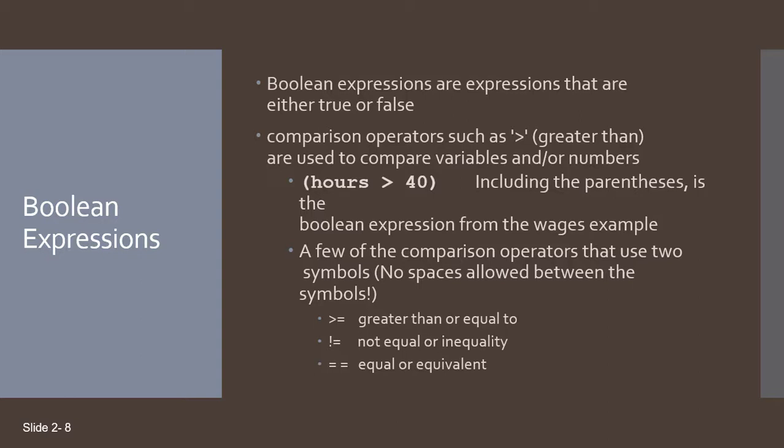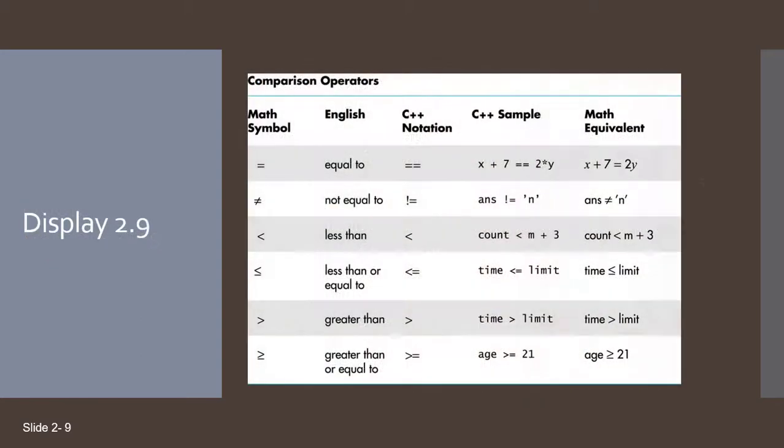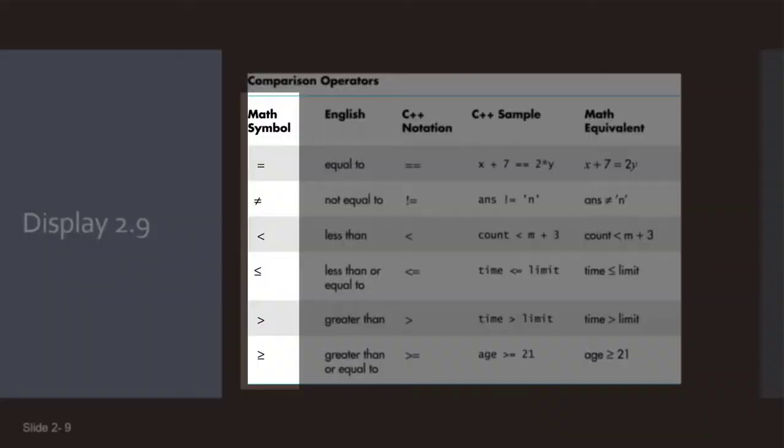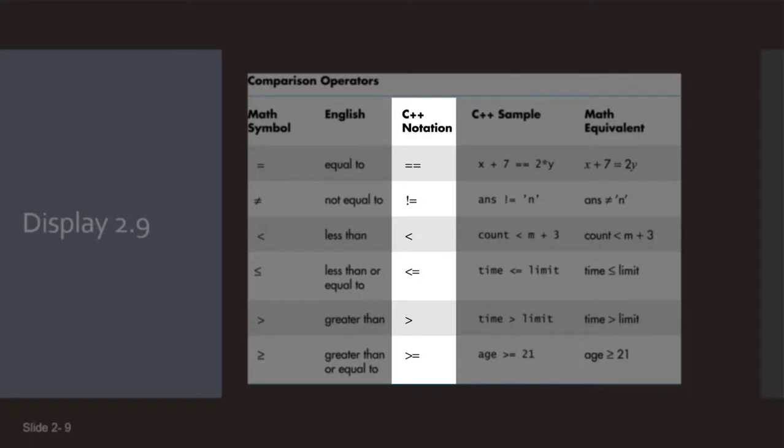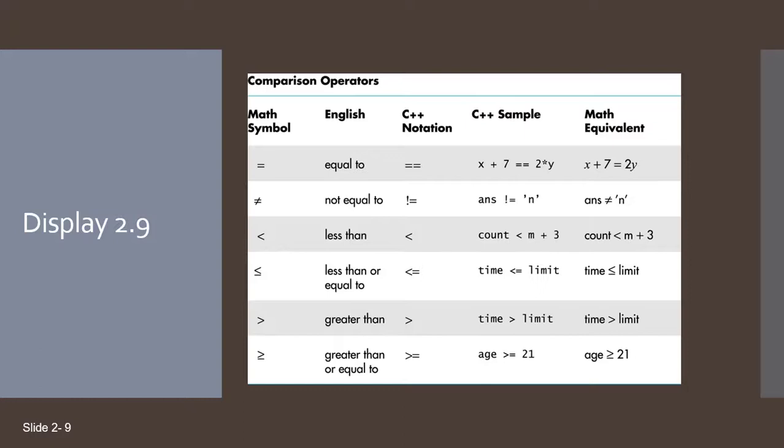A Boolean expression uses a comparison operator. Greater than or equal to, less than or equal to, not equal to. Those are the comparison operators. So we should know those really well. And here they are. The math symbols that you're familiar with are down the left-hand side. The C++ notation is that middle column, and you can see they're not always the same.